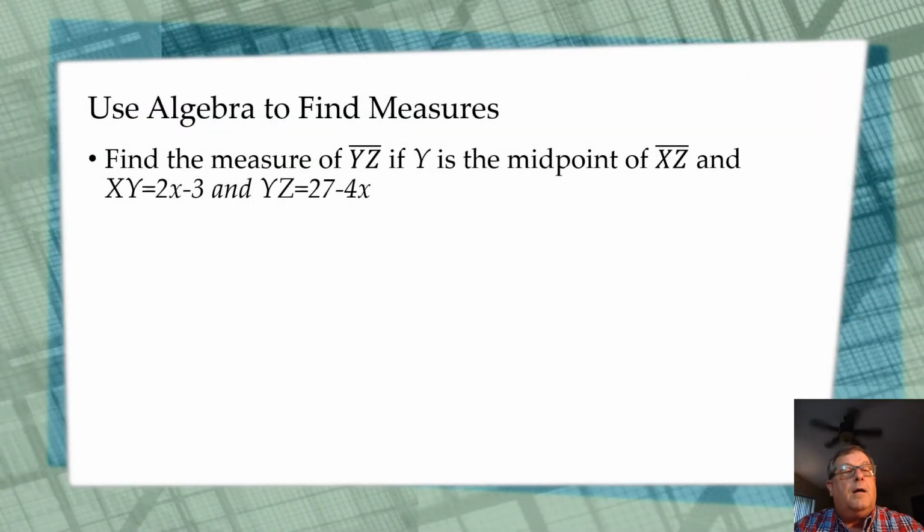Well, now we can take some of what we've been learning about midpoints and use a little algebra to find some measures. So in this first problem, it says find the measure of segment YZ if Y is the midpoint of XZ and XY is equal to 2X minus 3 and YZ is equal to 27 minus 4X.